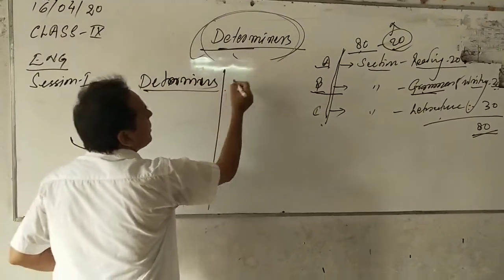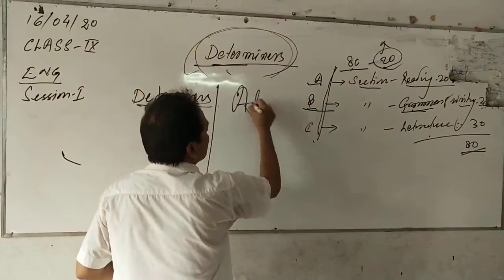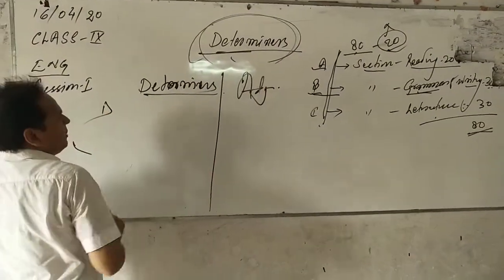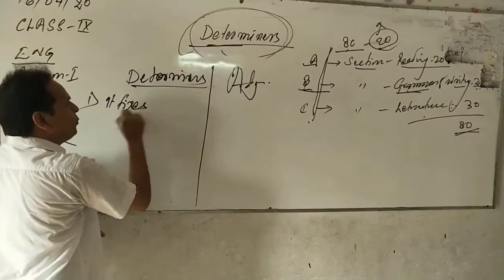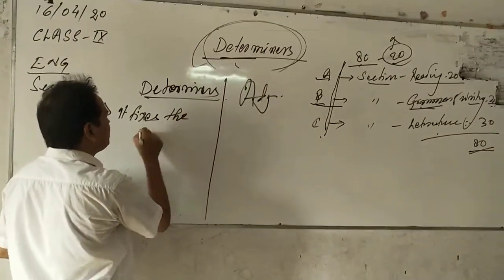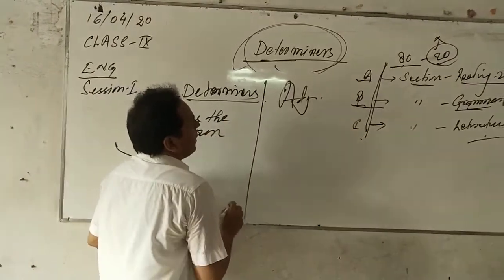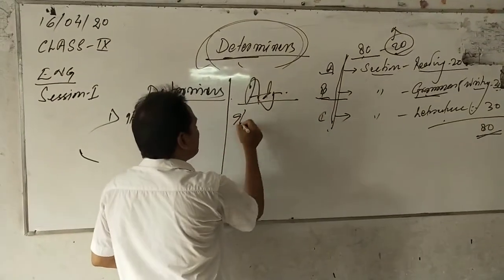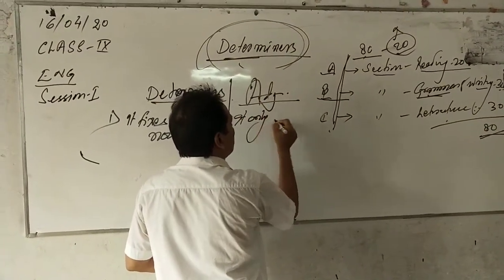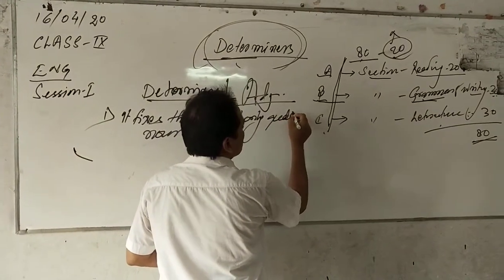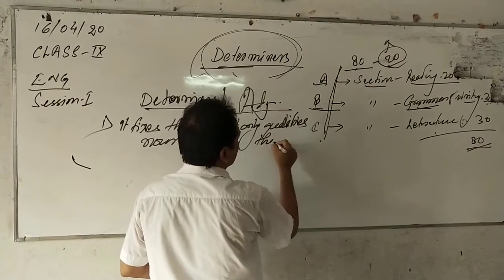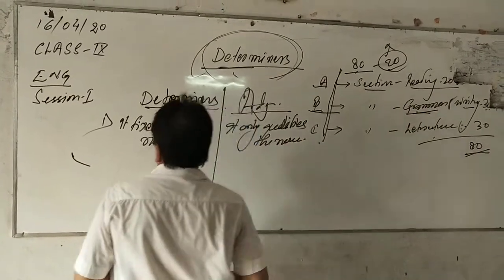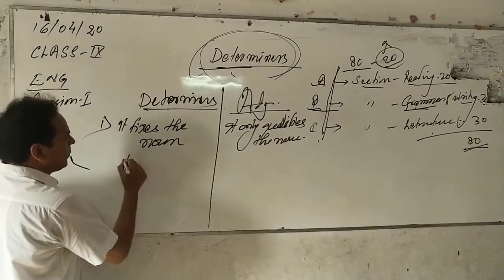Determiners. Adjective. Difference number one: a determiner fixes the noun, whereas an adjective only qualifies the noun. I have already given the example.